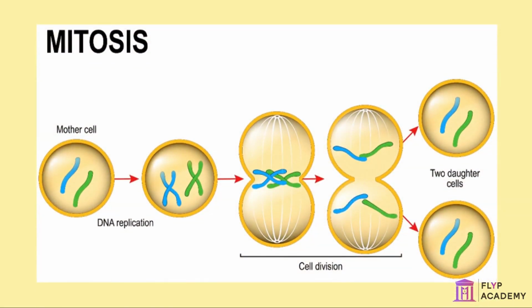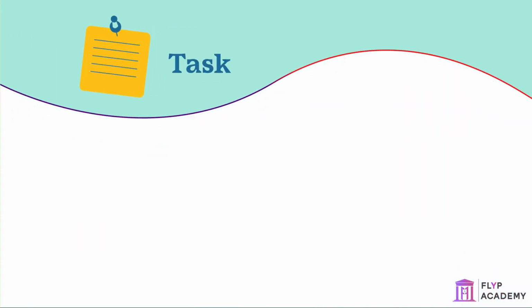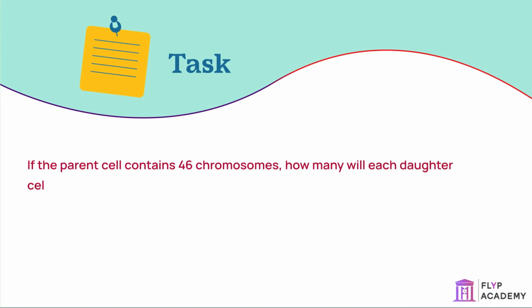Mitosis. Mitosis produces 2 genetically identical cells. They are identical to each other and the parent cell that they came from. This type of cell division is how an organism grows and repairs any tissue. Specialized cells can divide in this way to create more of the same type of cell. Task: if the parent cell contains 46 chromosomes, how many will each daughter cell contain?